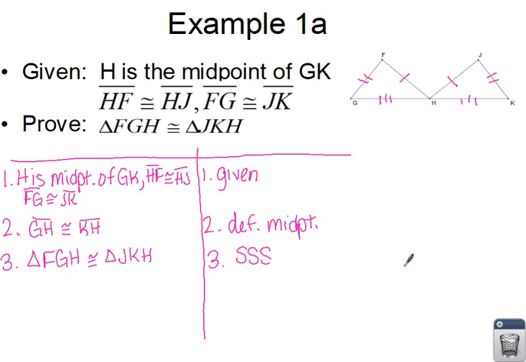Obviously these proofs are going to get bigger. Right now we're just getting used to the whole proof thing, so they're only going to be 3 or 4 steps. They're not going to be anything real major. Okay, you just got to know your properties and postulates and theorems.